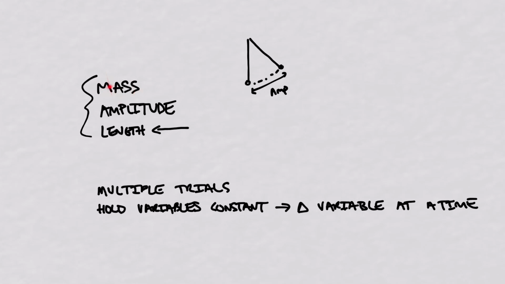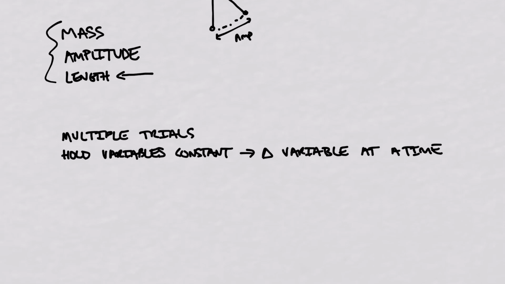If you had changed the mass and the amplitude, so how much mass you put on the end of the pendulum, as well as the distance that you displaced the pendulum, if you saw a change, you wouldn't know whether it was due to the mass being changed or the amplitude being changed. So the fact that you were holding variables constant and only changing one at a time was really fantastic.